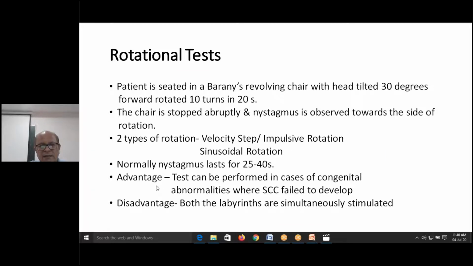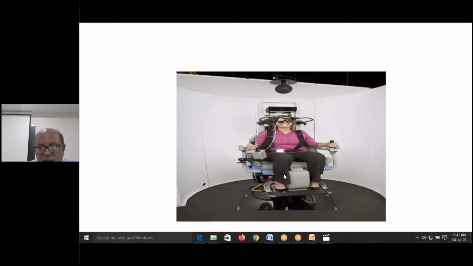The advantage here is the test can be performed in case of congenital abnormalities where the semicircular canal failed to develop. So in those cases also you can find out. And the disadvantage is both the labyrinths are simultaneously stimulated. So it is a little bit difficult to isolate which side the pathology is.